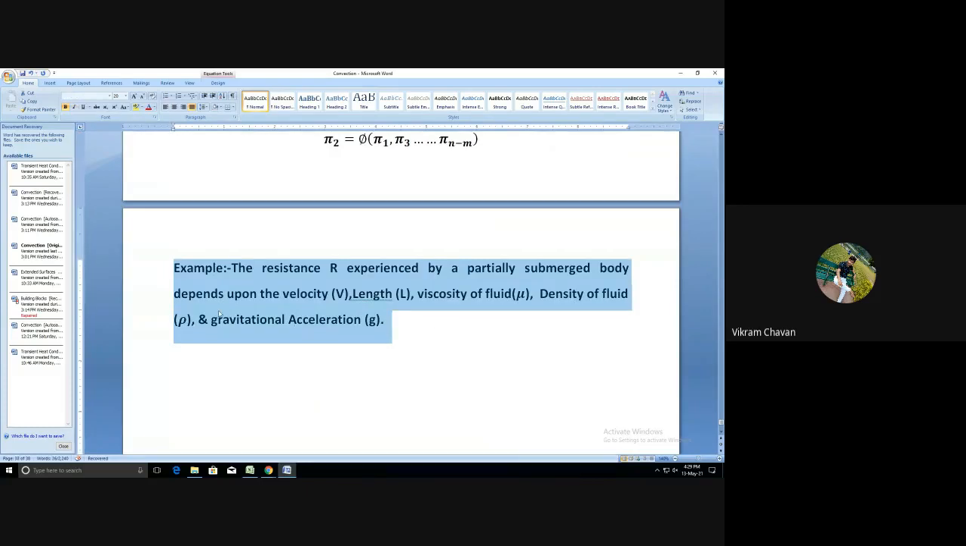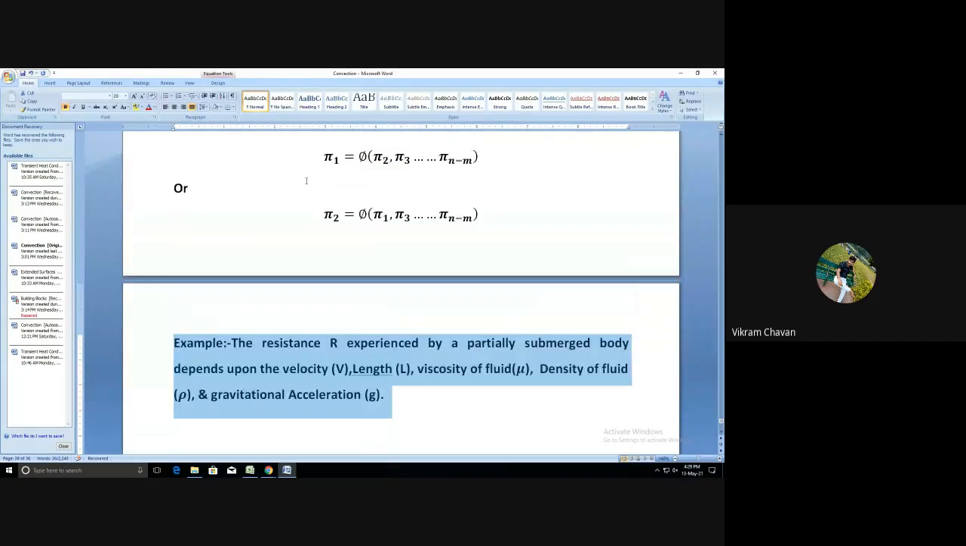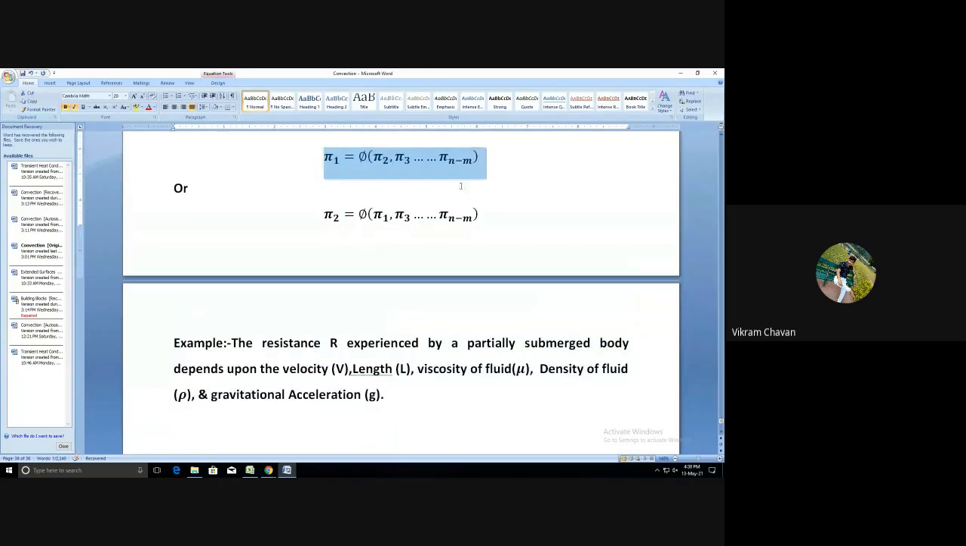The resistance R experienced by a partially submerged body depends upon the velocity v, length L, viscosity of the fluid mu, density of the fluid rho, and gravitational acceleration g. Here we have to find the pi terms and the dimensionless numbers from this statement, and then write the final equation in this format. We are going to discuss that in the next lecture.